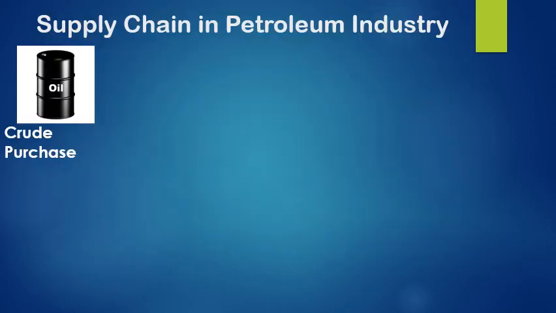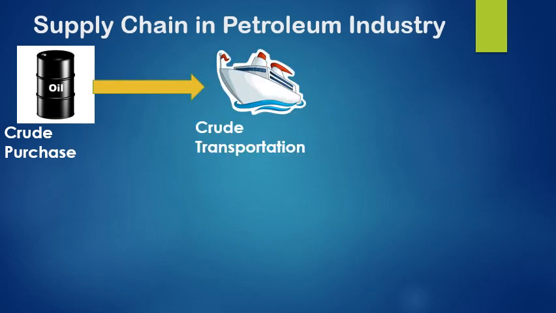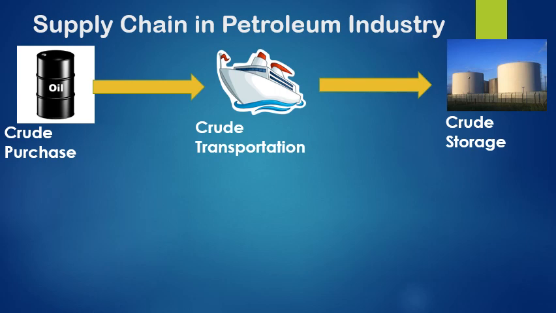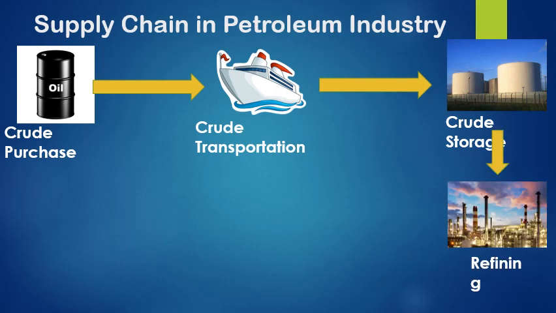Let us take a supply chain architecture in the petroleum industry. If you look at how the petroleum industry works with different kinds of products and different kinds of middlemen in the entire end-to-end path, it all starts with the crude purchase. Once the crude oil is purchased, it is transported to crude storages where it is stored, and from storage it is sent to refineries for refining.